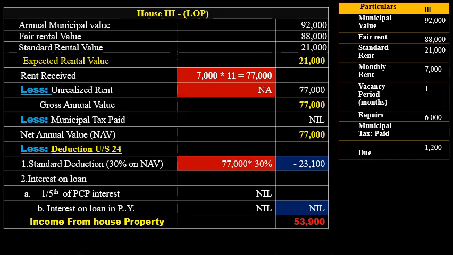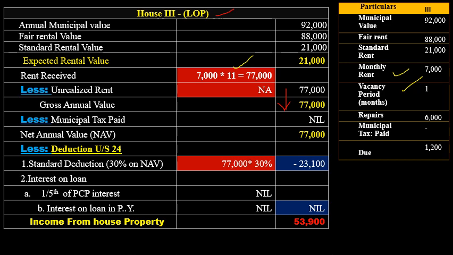Now the third house is again a let out property for the whole year. Expected rent you will get is 21,000. Next, rent received. The total let out duration is 11 months because of 1 month vacancy. So rent received is 7,000 monthly rent into 11 months let out duration, total 77,000. No unrealized rent. So gross annual value is equal to rent received due to vacancy. No comparison, so 77,000 is the gross annual value.